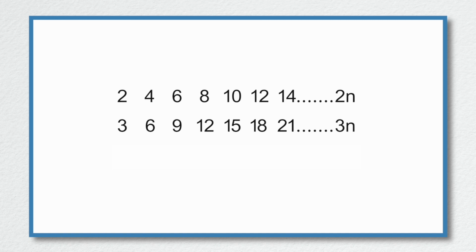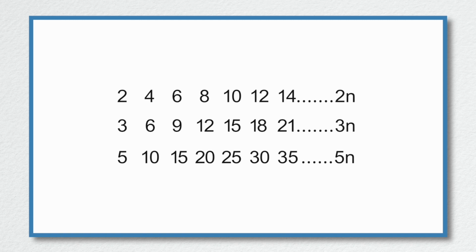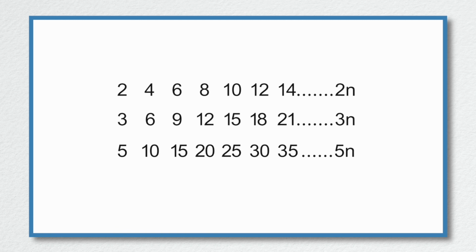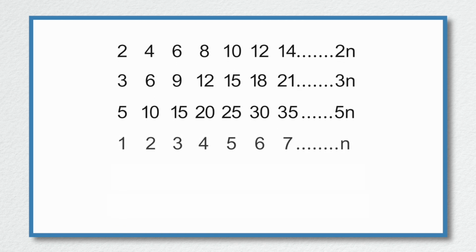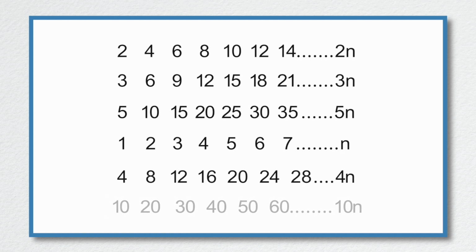So the general rule for the 2 times table is 2n. The general rule for the 3 times table is 3n. You could probably guess what the rule will be for the 5 times table. And of course, the answer to that is 5n. And so for any multiplication table, we can quickly write down the rule. For the 1 times table, it would be n. For the 4 times table, it would be 4n. For the 10 times table, it would be 10n. And we can use this to help us find rules for other arithmetic progressions.